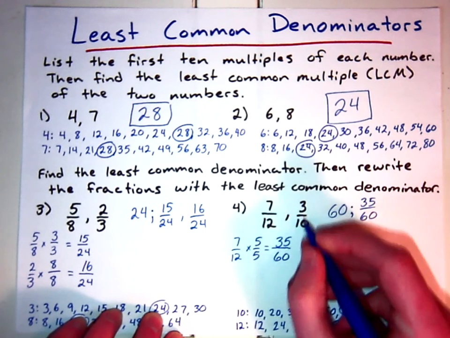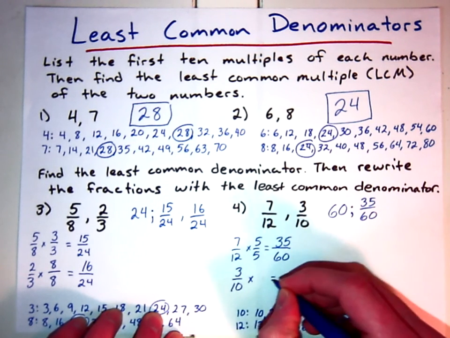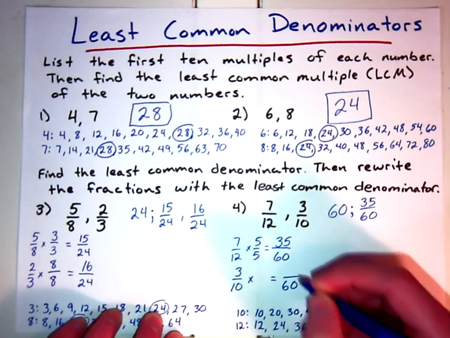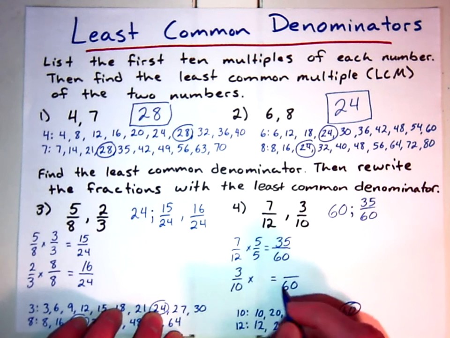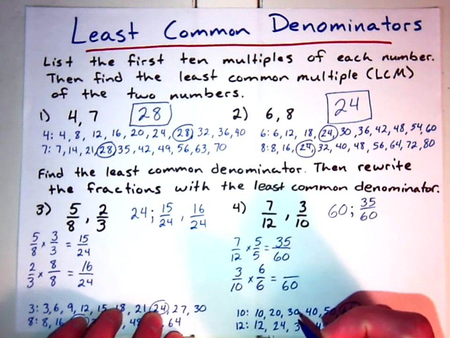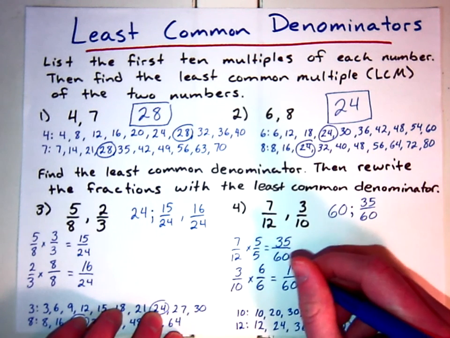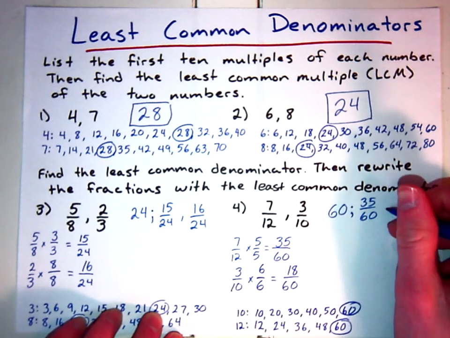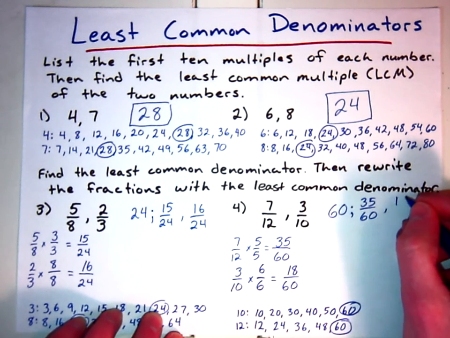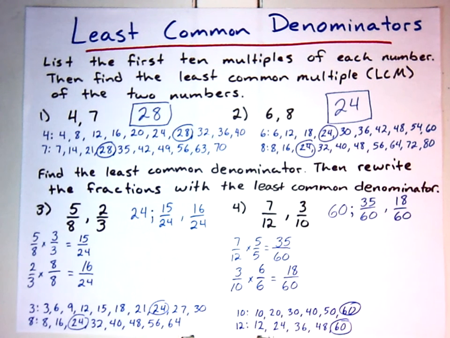And then I have 3/10. I'm going to multiply by something to get something over 60. 10 times what is 60? 10 times 6 is 60. So I have to multiply the numerator and the denominator by 6. So 3 times 6 is 18. And 18 over 60 is our equivalent fraction. So we get 18 over 60, and that answers our question.